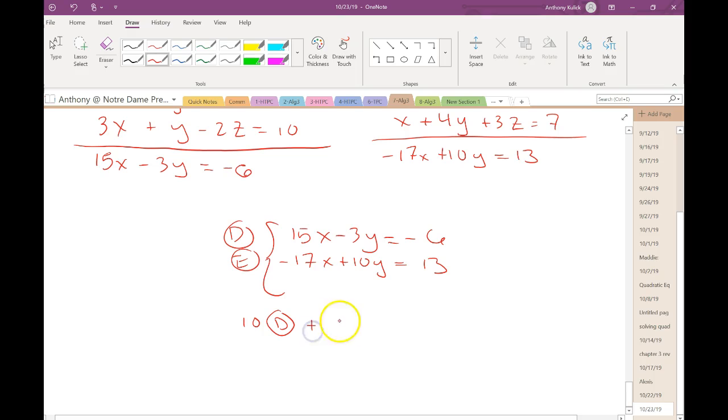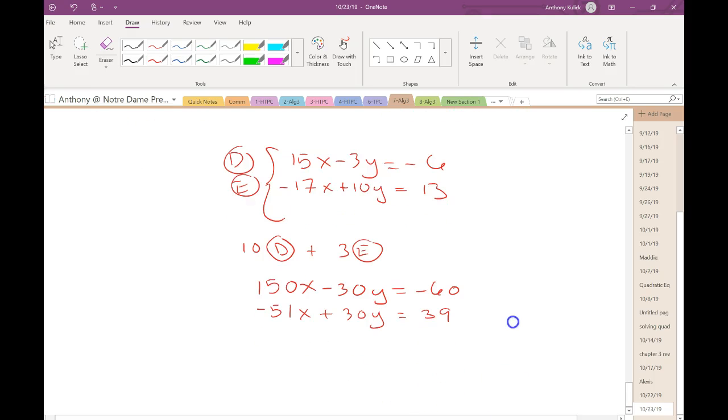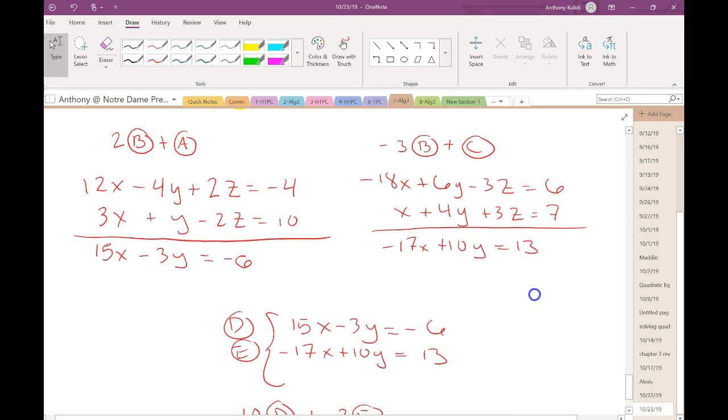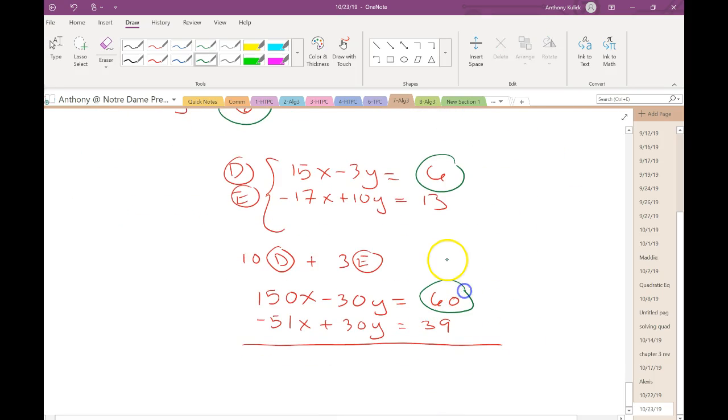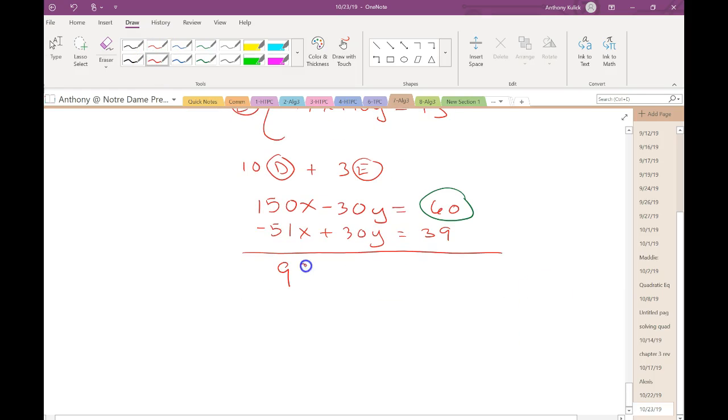So we'll do 10 times D plus 3 times E. Which is, numbers getting kind of big, but not that bad. 3 times 17 is negative 51. That's 39. Hold on 1 second. This should be positive 6. Jeepers creepers. That's better. Okay. So that leaves me with 99 equals 99x. So x equals 1.